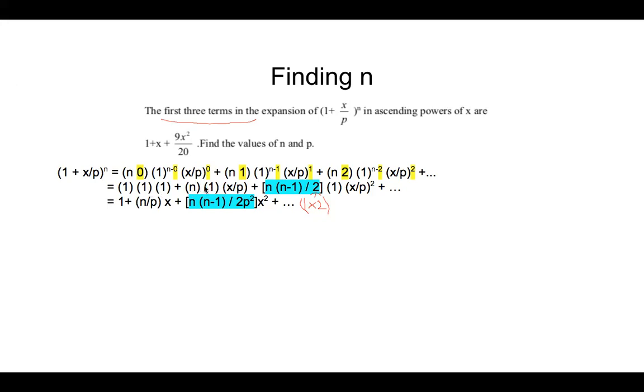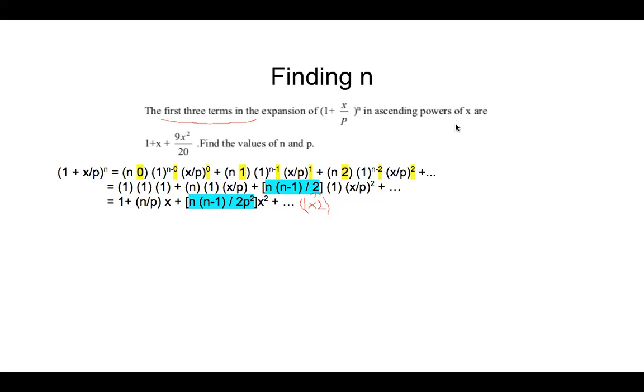I brought the n and p together. P is in the denominator, so n over p will be the coefficient for the x term. Then here, very carefully, when we square x over p, x becomes x squared over p squared. So p has gone to the denominator together with the 2. The numerator stays the same, with the bracket n minus 1.